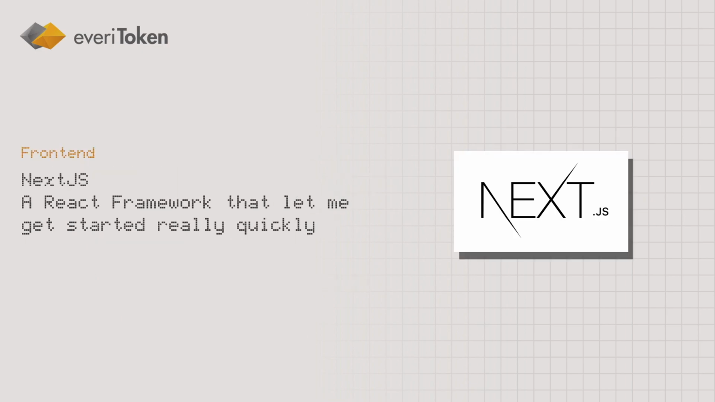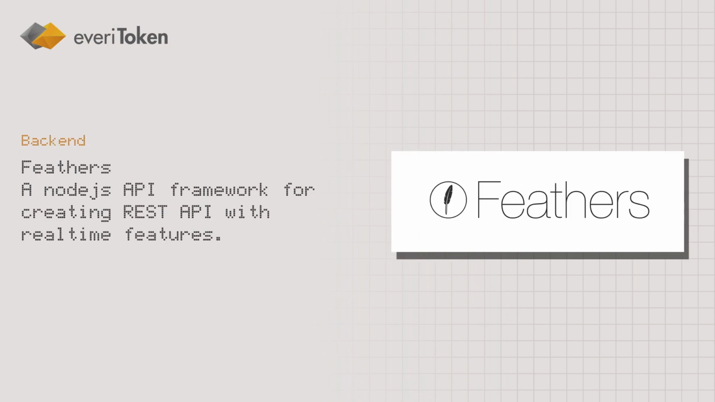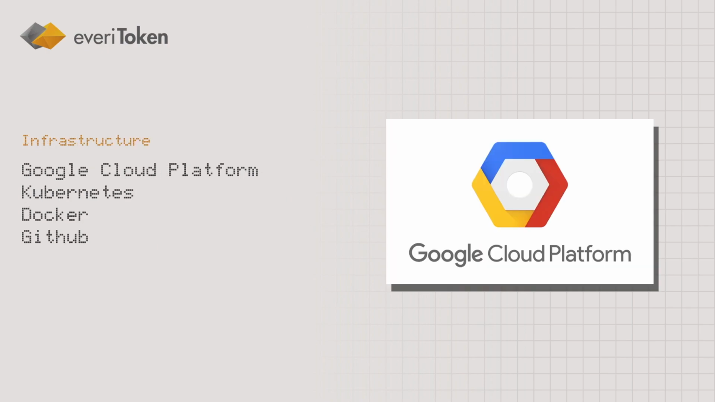Taking a look at the tech stack, we're using Next.js for the front end. It's a React framework that lets me get started really quickly. Feathers for the back end, which is a Node.js API framework with some handy real-time features. And it's all deployed to a Kubernetes cluster running on Google's cloud platform. It's making use of Cloud Build and triggers to automatically build and deploy the project to the cluster as soon as code is pushed to the GitHub repository.